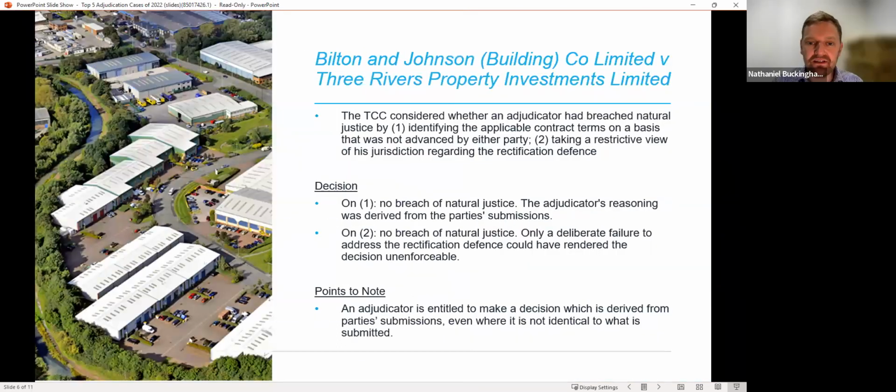Okay, our third case is Bilton and Johnson versus Three Rivers Property Investment. In this case, the claimant had successfully tendered to refurbish the defendant's industrial estate for a sum of 1.9 million. The form of tender was issued by the defendant and accepted in August 2018 by the claimant, with a formal JCT design and build contract to follow. The tender contract provided for LDs per section of 2,500 per week. The JCT contract was then issued and signed in January 2019.